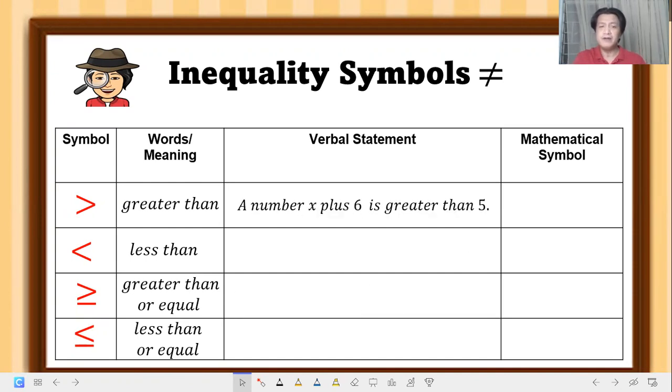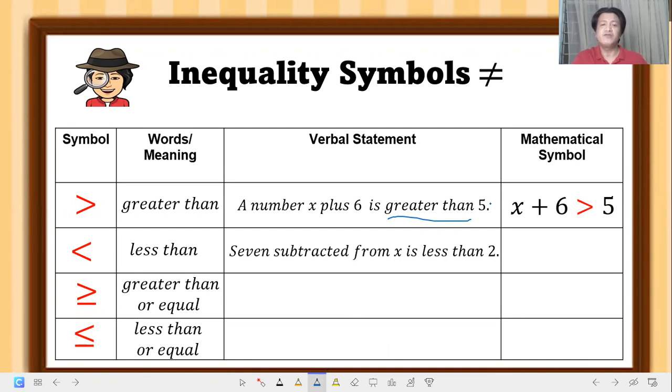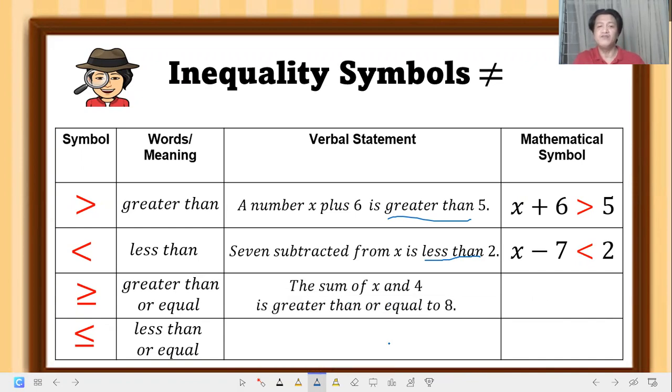Example, a number x plus 6 is greater than 5. Gumamit siya ng salitang greater than. Ibig sabihin yan, kapag nirepresent natin sa inequality, x plus 6 is greater than 5. Okay, next one. 7 subtracted from x is less than 2. The word less than refers to this symbol, inequality, and therefore, the mathematical symbol is x minus 7 is less than 2. Okay, another example, we have the sum of x and 4 is greater than or equal to 8.